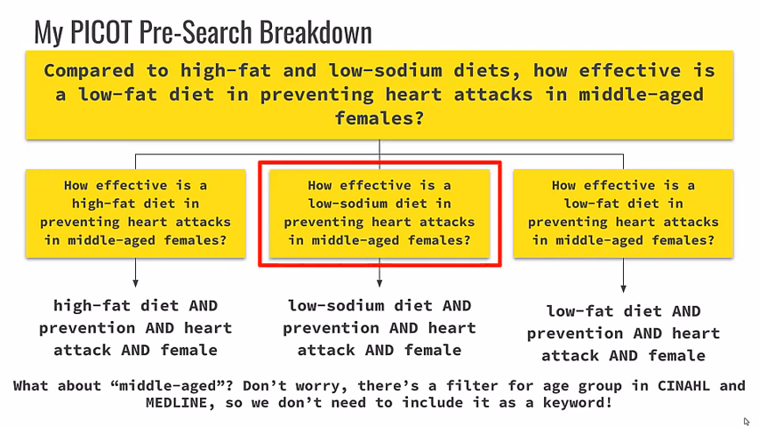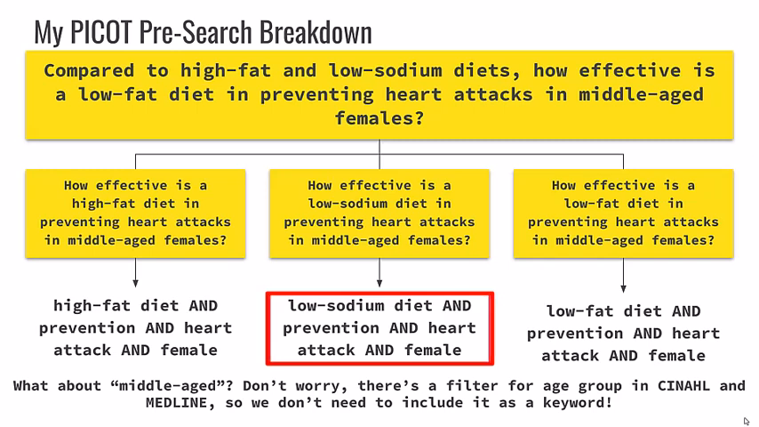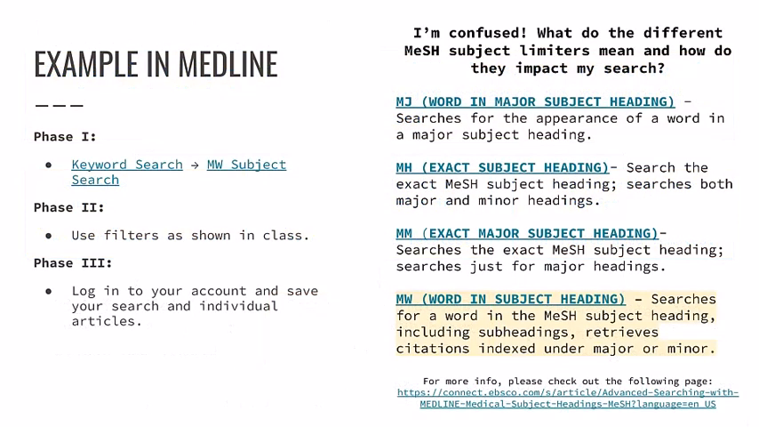So if we want to answer the question of how effective a low-sodium diet is in preventing heart attacks in middle-aged women, we might convert that into a string that looks like this: low-sodium diet AND prevention AND heart attack AND female. This tells the database to return to us results in which all of these words appear within the same article. Now, you might be wondering why I skipped middle age. This is because CINAHL and MEDLINE both have an option to filter results by age range, so I am going to let the filter do that job rather than add it to my keyword search. Again, this is just to get you started.